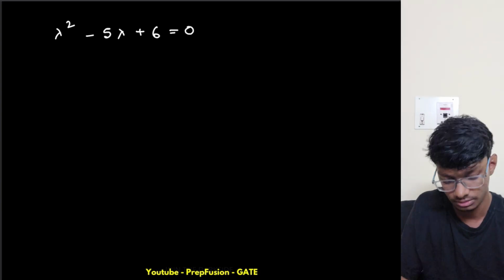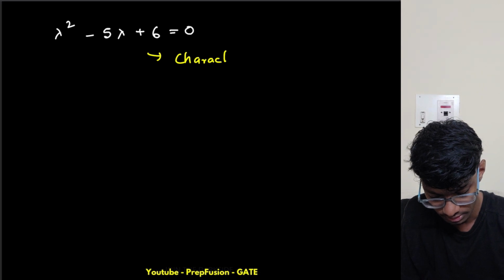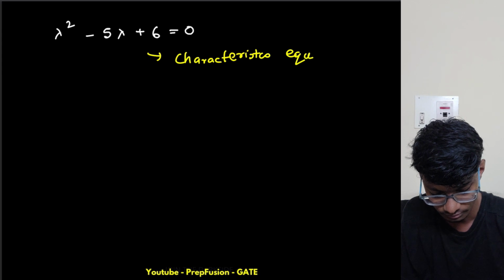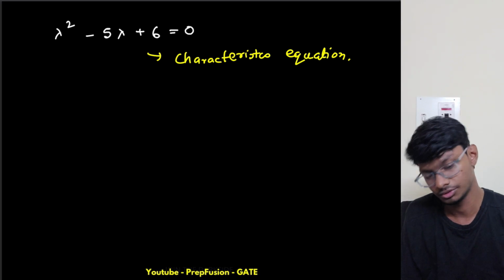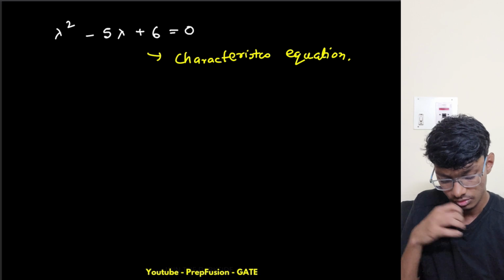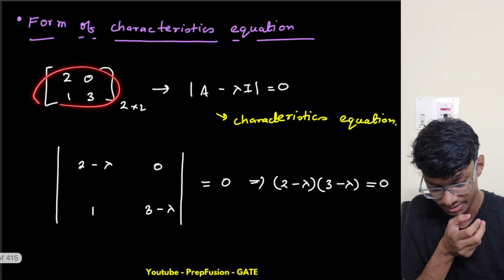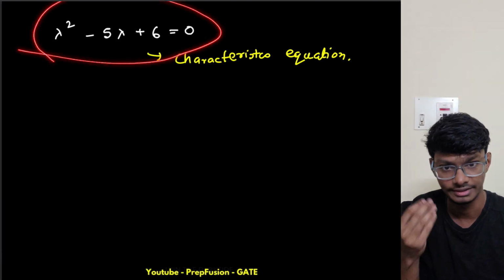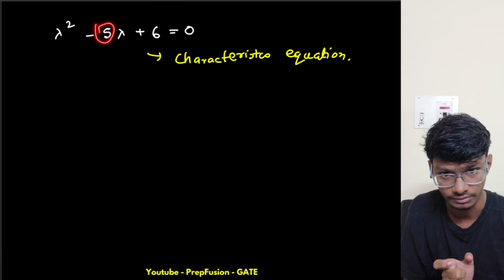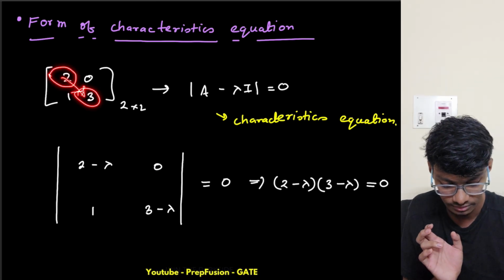Okay, so this is my characteristic equation. Now, can I find any relation between the elements of the matrix and the form of the characteristic equation? I see a 5 over here. Also I observe that if I add these two elements, I get 5.